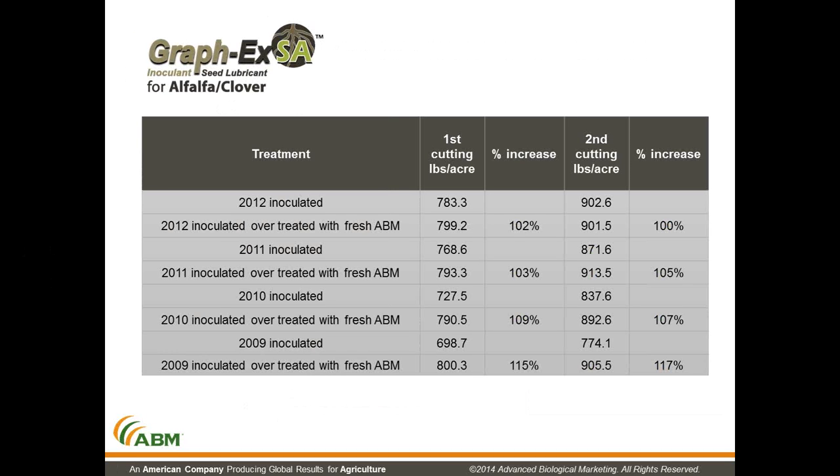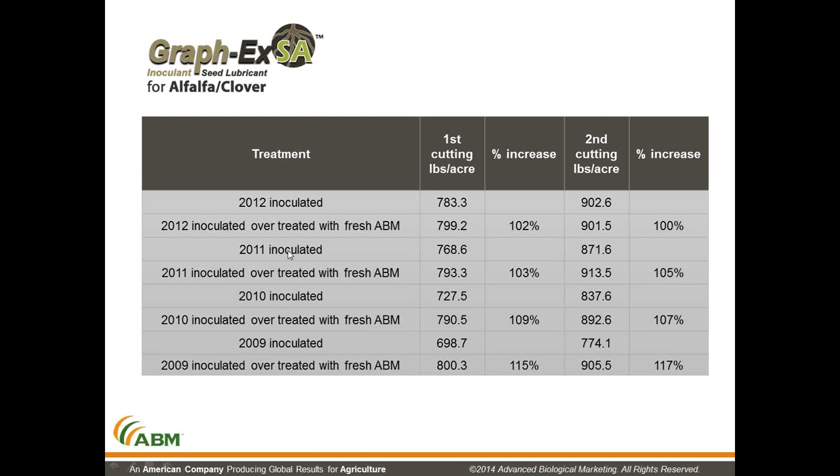Here's a study that we conducted up in Wisconsin, and you can see here we have 1, 2, 3, 4-year-old seed, up to 4-year-old seed, and all the seed was already inoculated when the seed was packaged. So what we did here in 2012 was the seed was inoculated that year, but then we also took that same inoculated seed and we overtreated it with fresh ABM Graphex SA for alfalfa and clover. And so what we found is on the first cutting we found a 102% increase in tonnage, or pounds per acre, and then the second cutting we basically broke even.